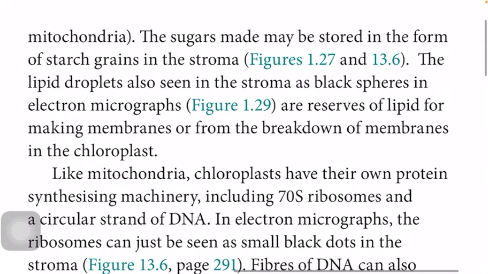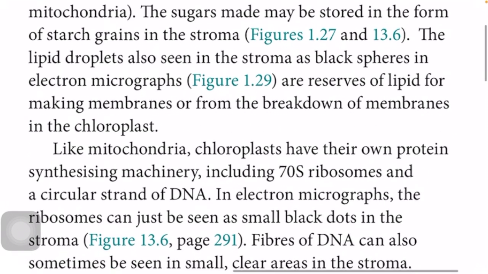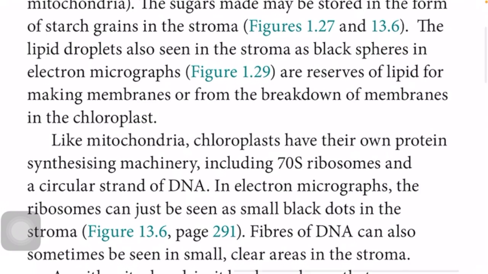The sugars may be stored in the form of starch grains in the stroma, or may be transported to other areas like fruits where they will be stored. So we recall that plants store glucose as starch, while animals store glucose as glycogen in the muscles. Okay, so starch is not present in animals and glycogen is not present in plants.